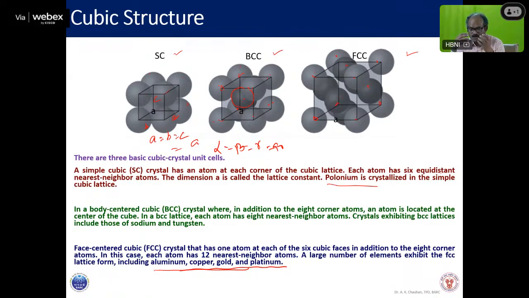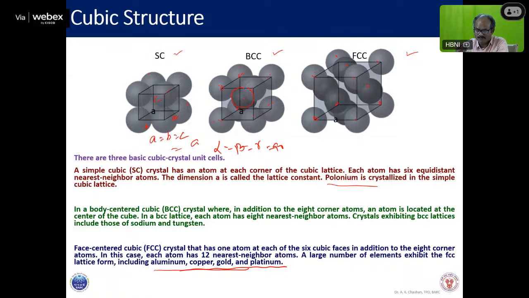Now when atoms are crystallizing, why do they crystallize in different structures? Imagine they are going from one phase to another, from liquid to solid phase. There is a heat of transformation associated with each phase change, which is called the latent heat. When they crystallize from melt to solid, that heat of crystallization has to be released.